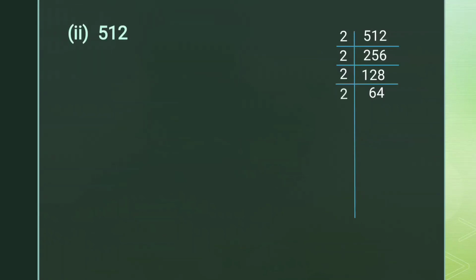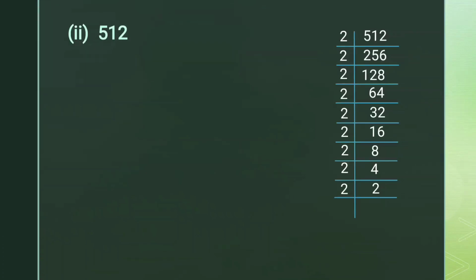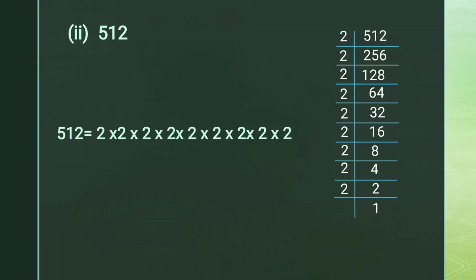Again it will be divided by 2 and we will get 32. Now 32 will be divided by 2 and we will get 16. 16 will be divided by 2 and we will get 8. 8 will be divided by 2 and we will get 4. Now 4 will be divided by 2 and we will get 2. 2 will be divided by 2 and we will get 1. Now we will express 512 in terms of product of its prime factors.